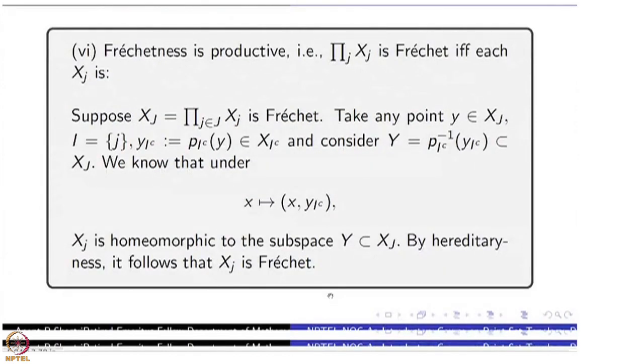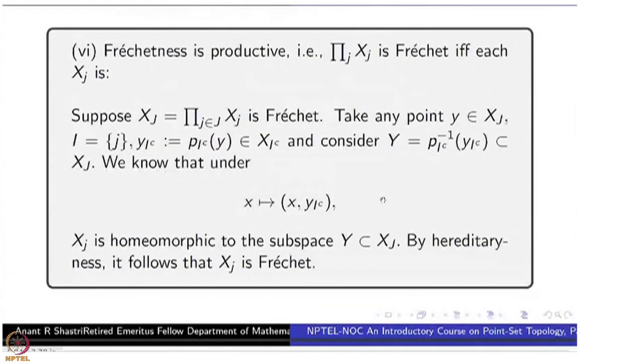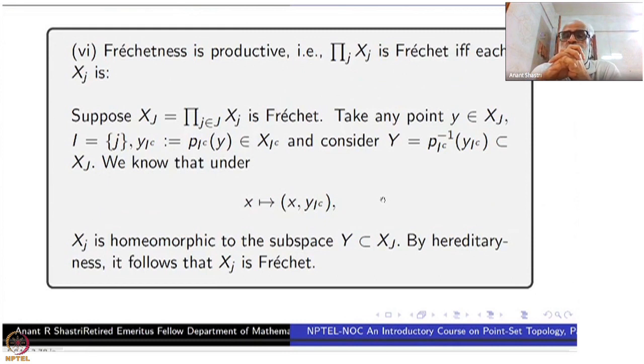So here is another property. Fréchet space is productive. Take a family of topological spaces Xj. The product is Fréchet space if and only if each Xj is a Fréchet space. Okay. The first thing is, suppose the product is a Fréchet space. Suppose X, let us take two of them only, X cross Y. Then I can take X as a subspace of X cross Y by choosing some point y. Then look at X cross little y sitting inside X cross capital Y. Right?